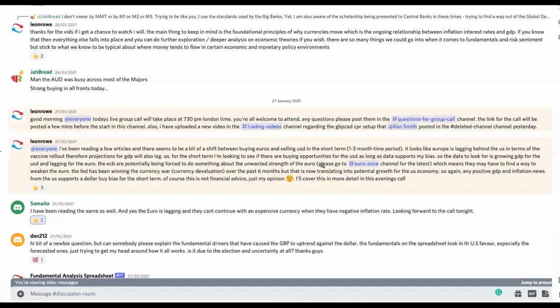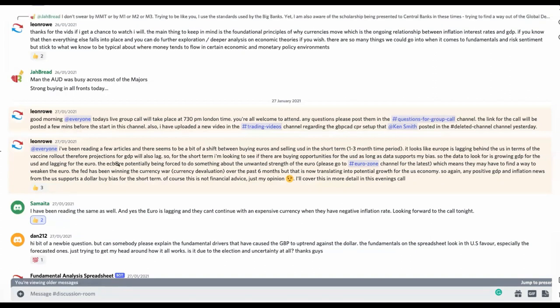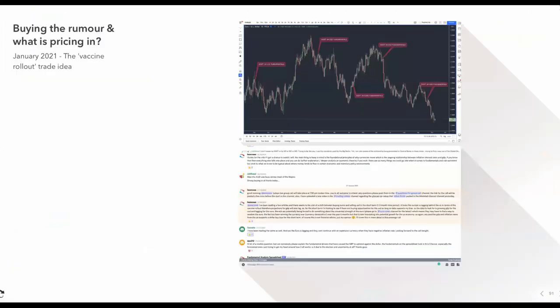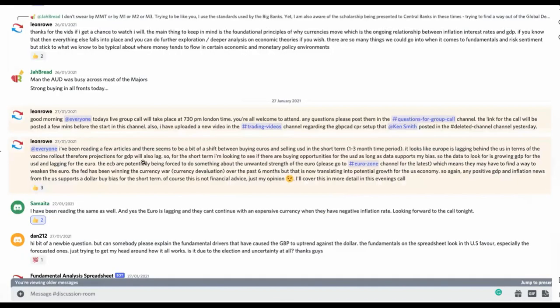So again, remember I was saying to you that an expensive currency hurts GDP? An expensive currency can hurt GDP. And central banks, especially the European Central Bank, didn't want an expensive euro, because when the euro was up here, it was expensive for them, right? That's an expensive euro. So they're forced to do something about their unwanted strength, meaning that they wanted to weaken it. So I said, please see the Eurozone channel for the latest, which means they may have to find a way to weaken the euro.